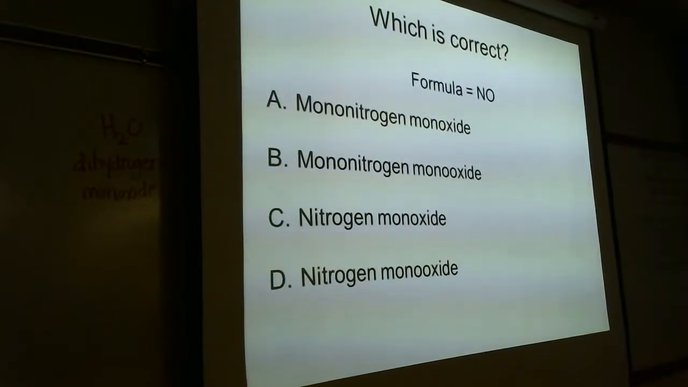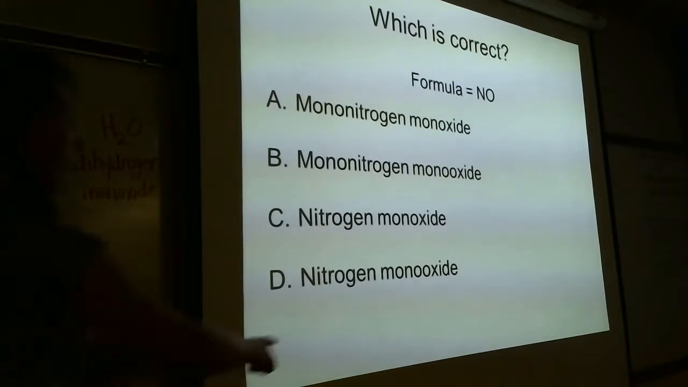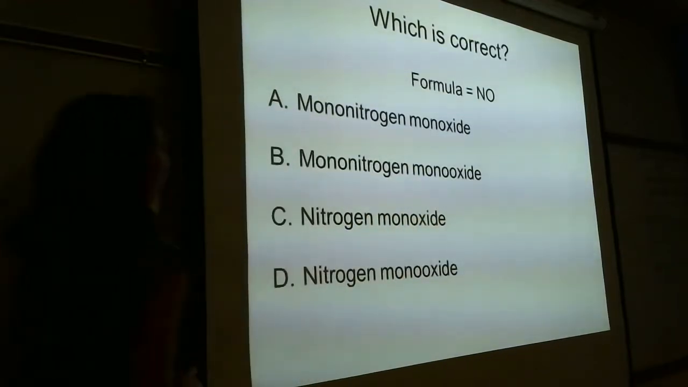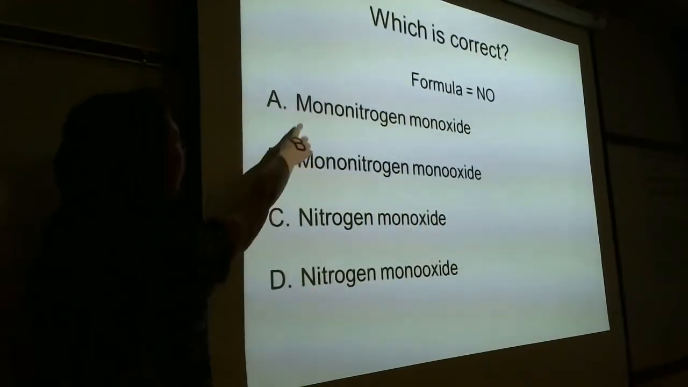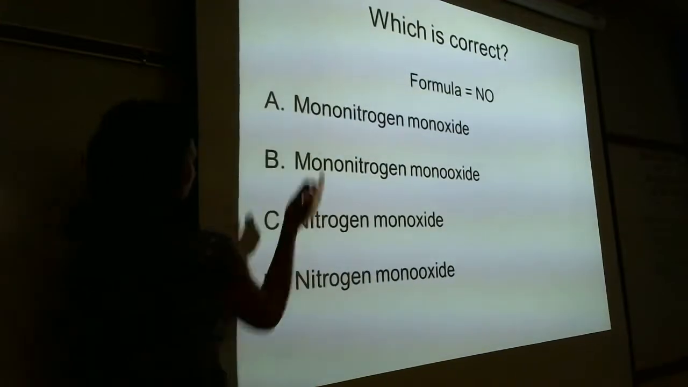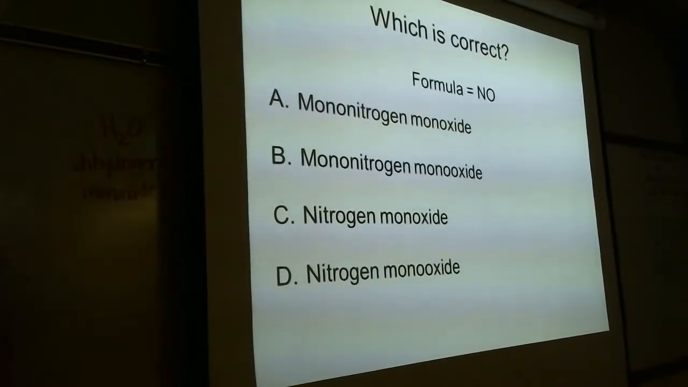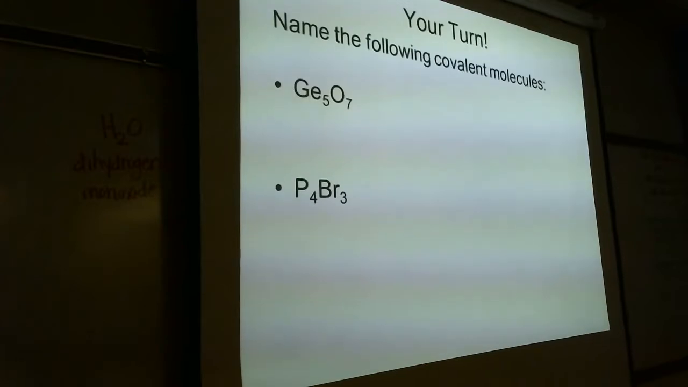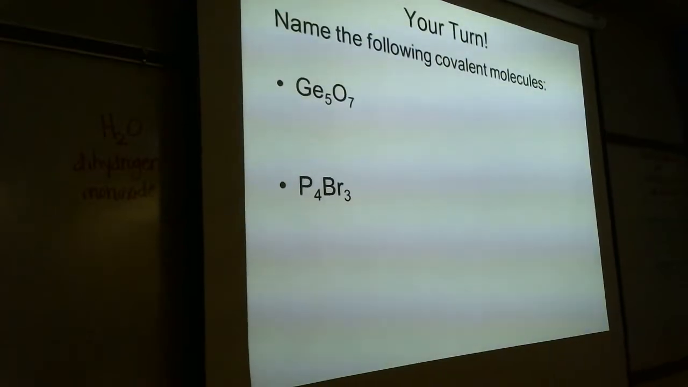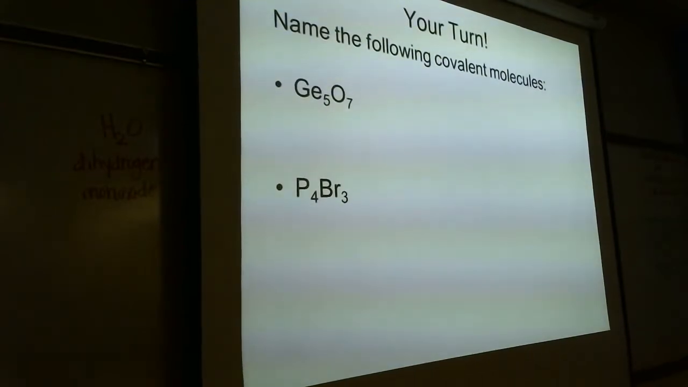Okay, let's pretend that this is an exam question. Which is the correct answer? A, B, C, or D? C, good. Why is it C? You don't need the repeating the O, right? So that eliminates those two. And you don't need the mono for the first one, right? So all you're left with is C. Good. Okay, take a second and name these. Just take a quick second.